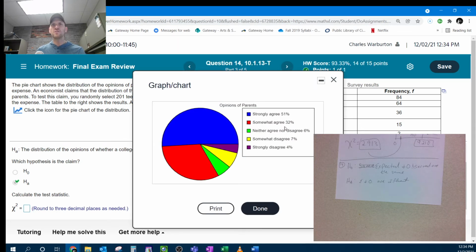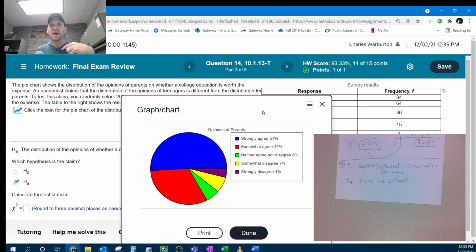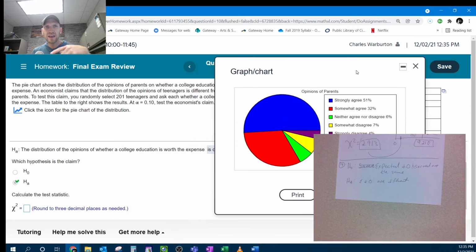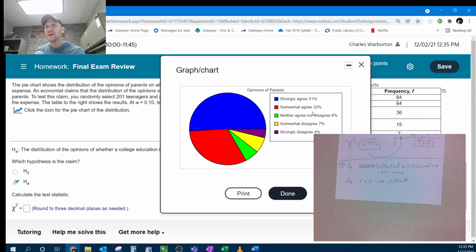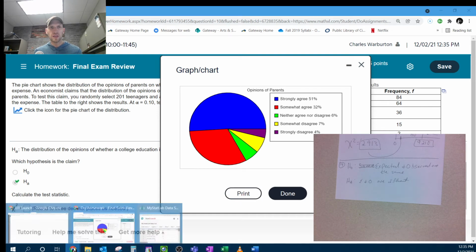We expected 51% to be strongly agreed and 32%. But we're not going to use the percents. We got to convert the percents to frequencies. So we got to think, how many people did they ask? They asked 201 teenagers. So we apply these percents to 201 individuals, okay? So we're just kind of thinking like, what if there was 201 parents? So we got to convert all of these to frequencies.